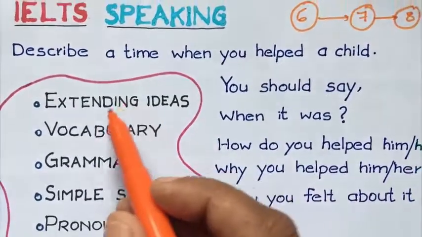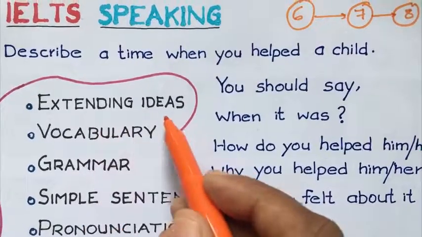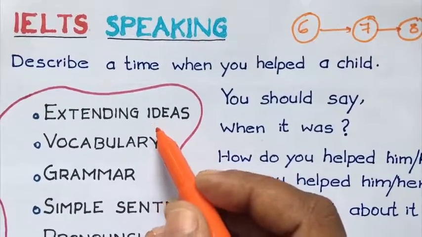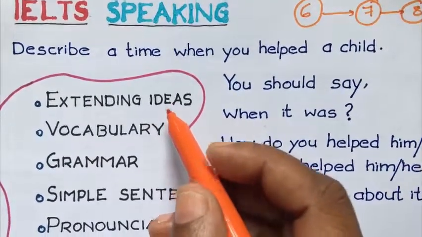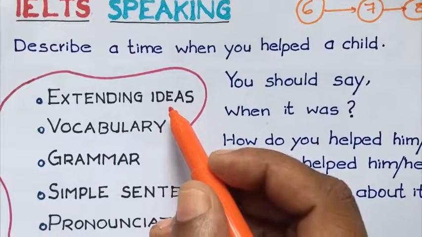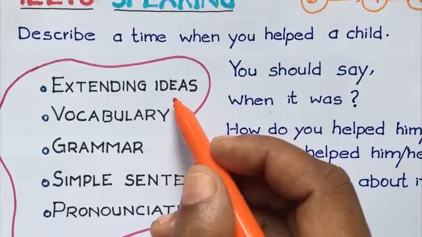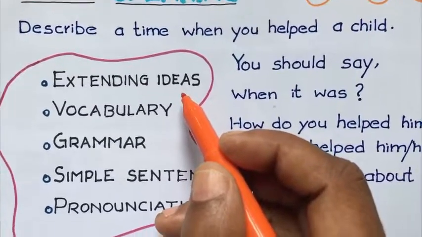So the first and most important tip about your IELTS speaking is extending your ideas. Extending your ideas means suppose you have some ideas you want to express, but sometimes you get stuck with your ideas, you may not have further points to add. It is always important to support your idea with relevant examples.